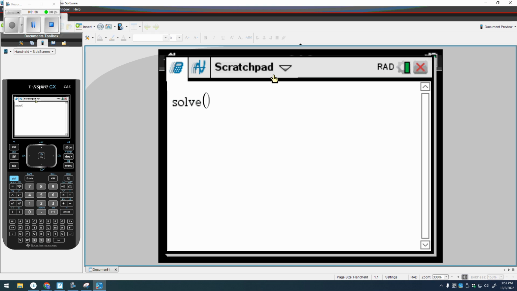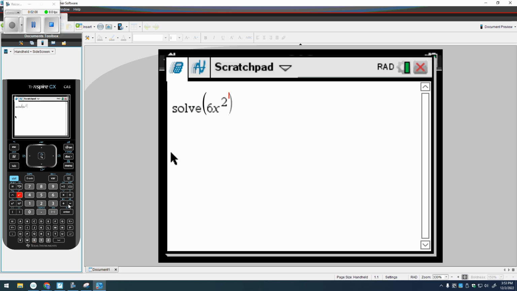So my derivative was 6x squared minus 6x minus 10. Now that's all pretty straightforward. Equals 0, comma x. But here's the thing to remember, and I don't think it matters for this one, but it does matter for the next one.